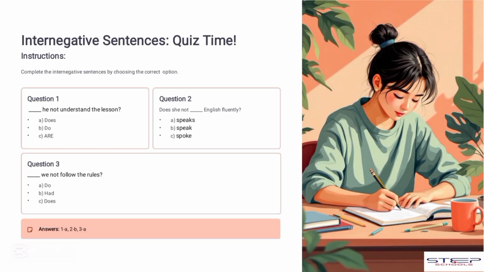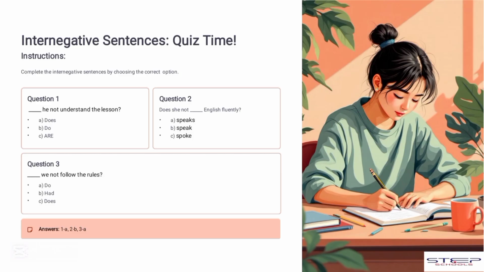Now it's quiz time. Complete the interrogative sentences by choosing the correct option. You have 4 seconds for answering each question. Does she not understand the lesson? Does he not understand the lesson? So if you have chosen option number A, you're right.